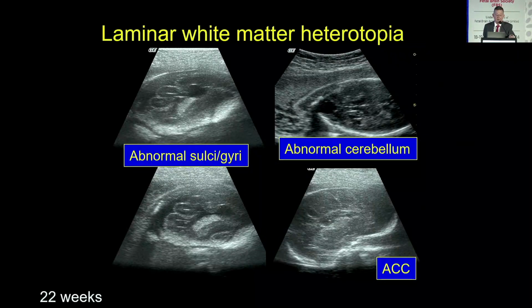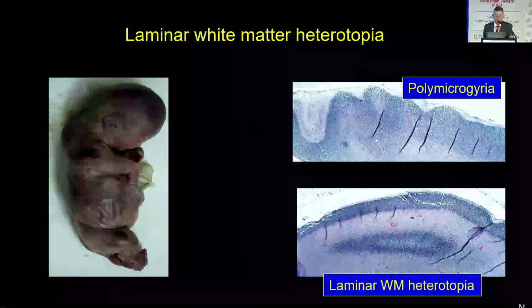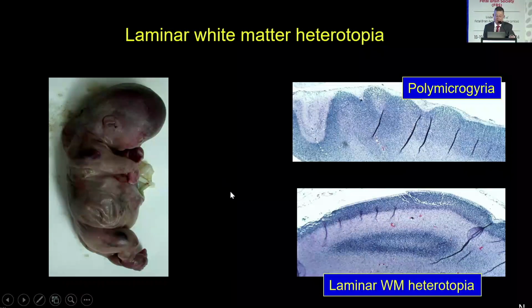Some cases are very easy to diagnose because those fetuses have multiple malformations, and this is the abortus. But I am putting this case here to show you what is laminar white matter heterotopia. You see here the presence of neurons where they should not be. This is the white matter, and the presence of polymicrogyria. Why is it called polymicrogyria? Because they look like sulci and gyri.